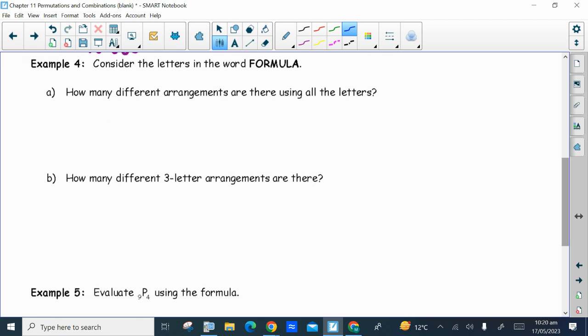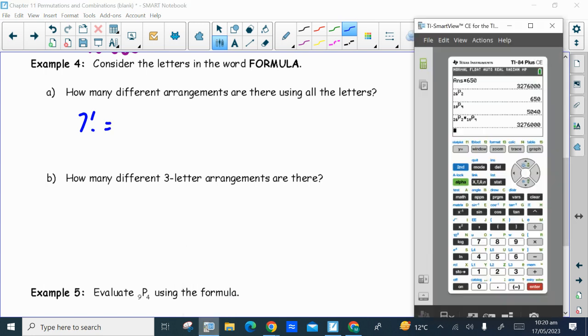How many different arrangements are there using all the letters of the word formula? Well, there are 7 letters there, so it'd be 7 factorial. Or you could go 7P7. That's the same thing. Doesn't matter. You can either go 7 factorial, which is 5,040, or you can go 7P7. It's the same thing. So either way, it's 5,040.